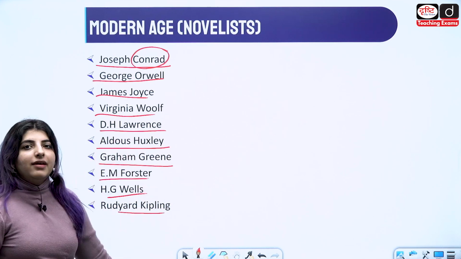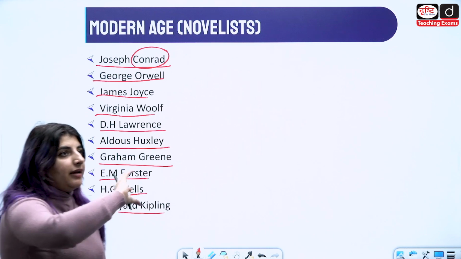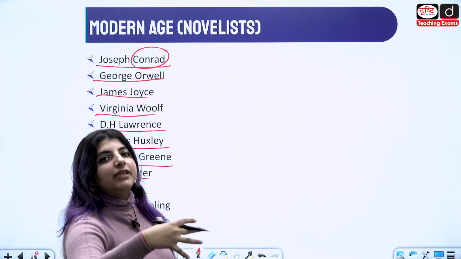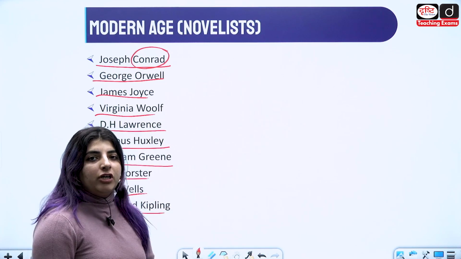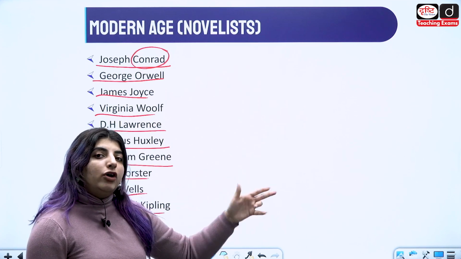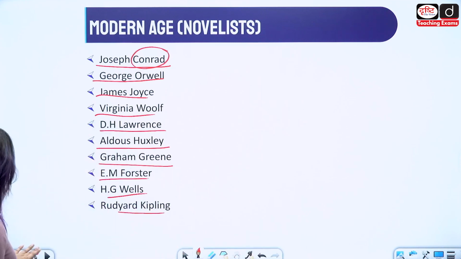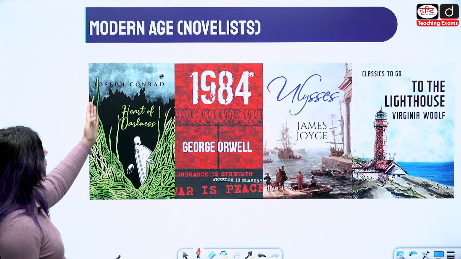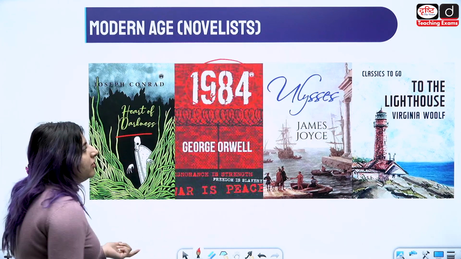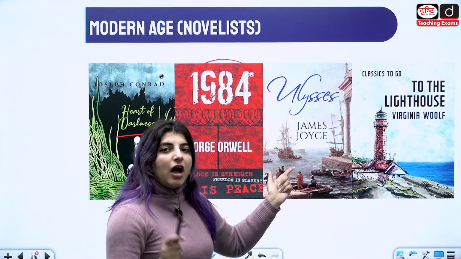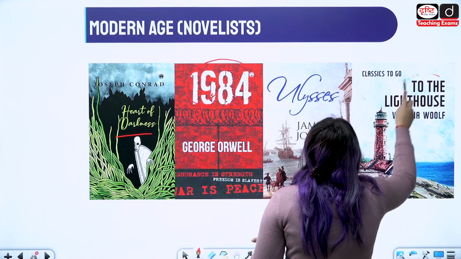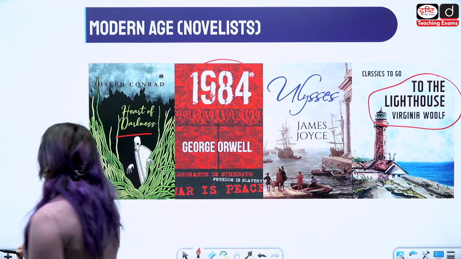So we see all these works coming up with some different sort of tendencies for the writers, for the audience to also grab the opportunity to read them and try to understand how these works are different from the ones that have already been there. Correct? So the modern age novels. We have Joseph Conrad's Heart of Darkness. Then Orwell's 1984, Animal Farm, James Joyce's Ulysses, and how it is different from the Ulysses of Alfred Lord Tennyson. Then To the Lighthouse by Virginia Woolf.